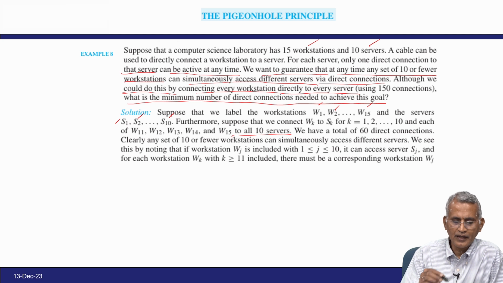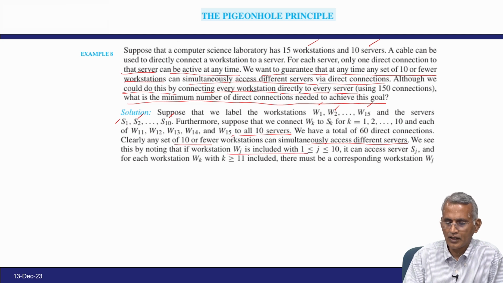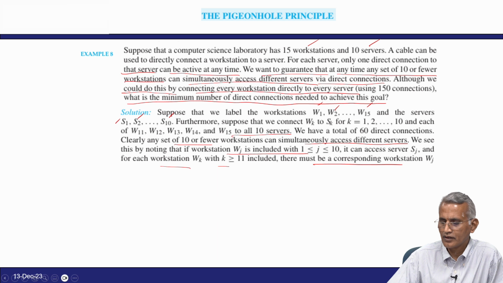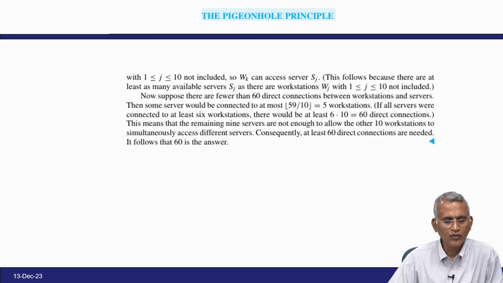Now, clearly 10 or fewer workstations can simultaneously access the different servers. Therefore, noting that the workstation Wj is included with 1 to 10, it can access server Sj, and for the workstation Wk, with k greater than or equal to 11, it is included. Therefore, we have a corresponding workstation Wj with 1 less than or equal to j less than or equal to 10 not included. So, Wk can access server Sj.